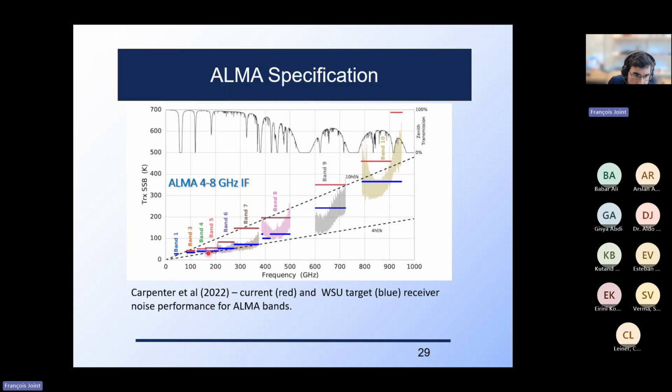Note that band 5, done by Chalmers, we already have a 2SB mixer with 4 to 12 GHz, not 4 to 8. And band 9 also was historically DSB, but it has been upgraded to 2SB in SEPIA at APEX with a sideband rejection better than 20 dB.